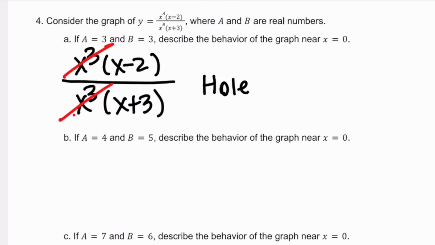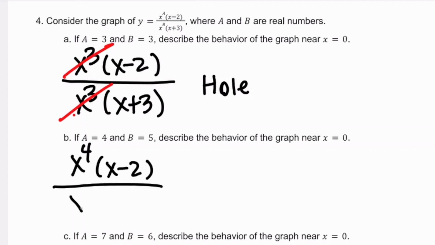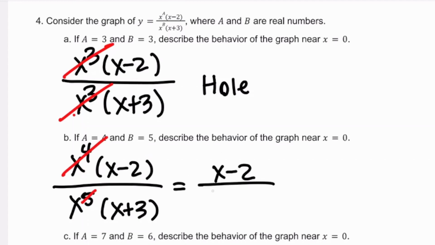If a equals 4 and b equals 5, if I canceled, I could cancel off 4 powers, which would leave me with 1 in the denominator. So that would be x minus 2 over x times x plus 3. And any zero of the denominator that's left after canceling everything, after simplifying, that's going to be a vertical asymptote. So since there was an extra factor of x in the denominator, that made the graph have a vertical asymptote near x equals 0.